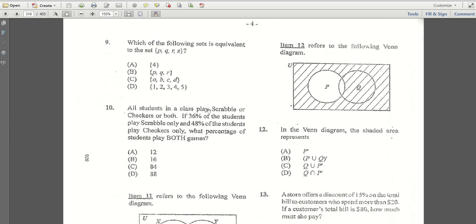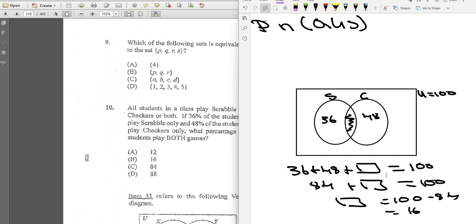All students in the class play Scrabble or checkers or both. 36 of the students play Scrabble only. 48 of the students play checkers only. What percentage of the students play both games? Look at the working right here. We got the answer to be 16.